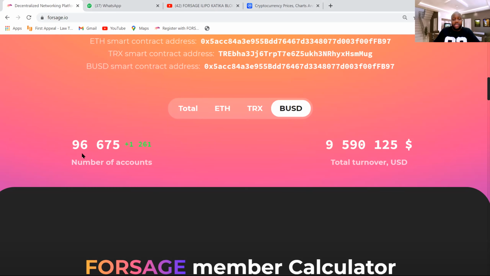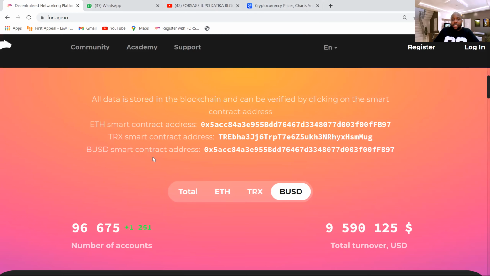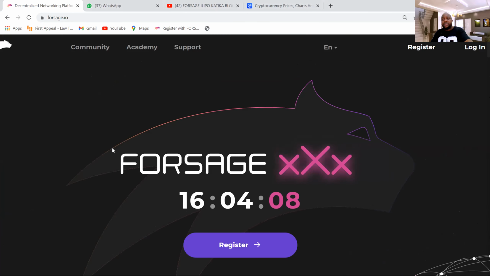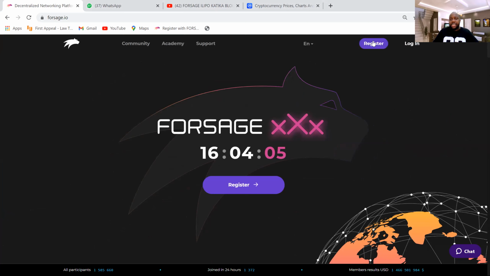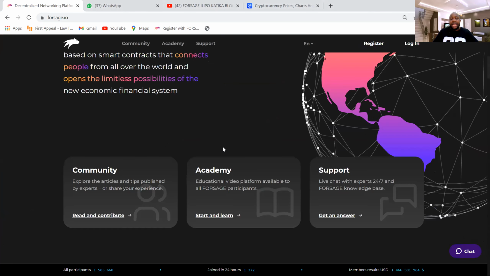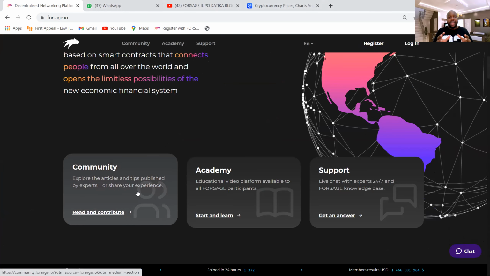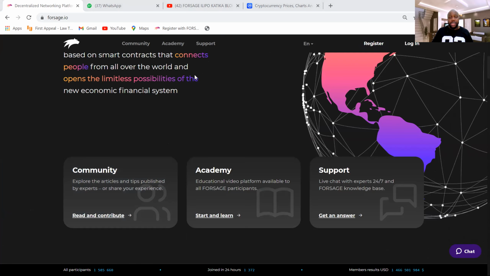It is 1 month old. And today it has got 96,000 people. Today, 1,200 people have joined Forsage Binance. So there is so much information that you will get on this website, and much more. You can see where to register. You can click here to register. We will show you different languages, but you can see here, there is a community. Community is very, very important, because this is what gives Forsage its meaning, and this is what the creator of Forsage values.